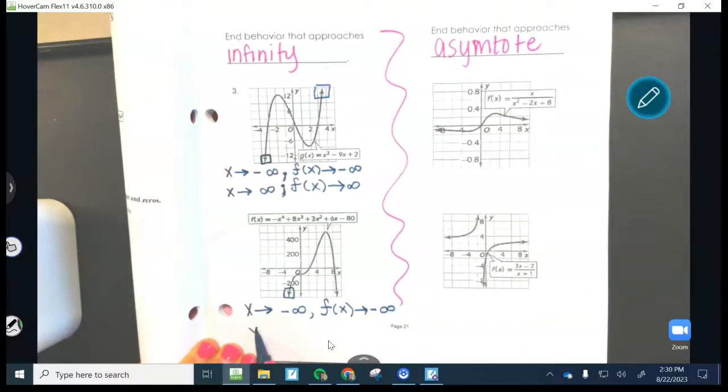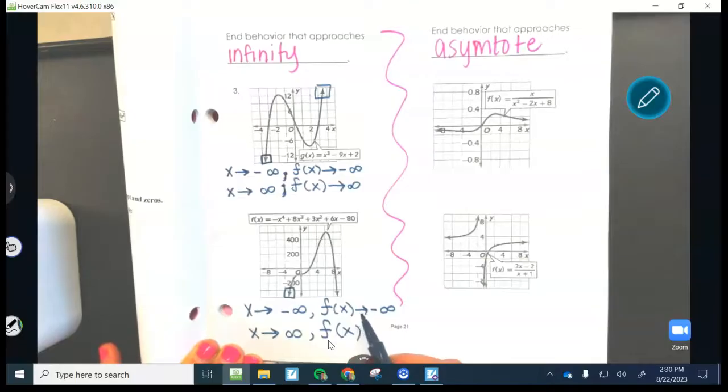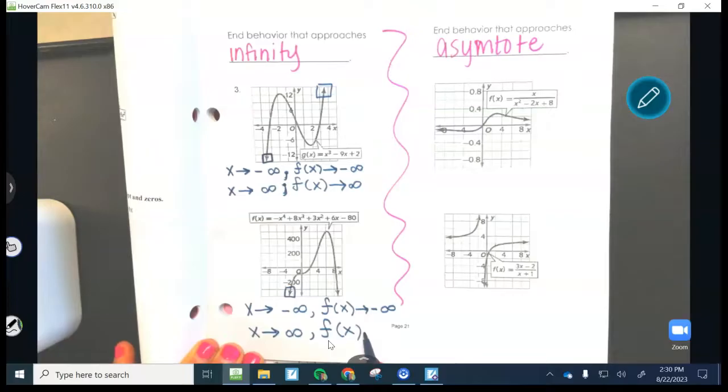But look what happens when the x values increase over here. What's happening to these y coordinates? Yeah, it's still negative. Good job.